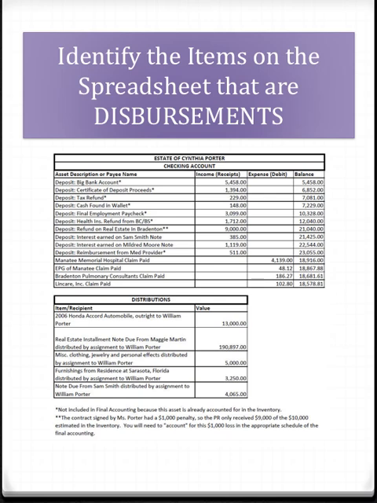Now, if you look at this list of items described in the estate checking account, try to think now about which ones you think would be considered disbursements, items paid out since the administration began. I'll give you a minute to think about that. Alright, let's see if you're right.